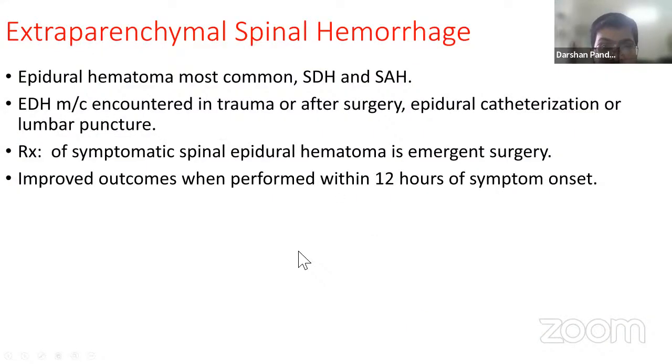Last is extraparenchymal spinal cord hemorrhage. There can be epidural hematoma, subdural, or subarachnoid. Epidural is the most common. The most common cause is trauma or surgery; epidural catheterization or lumbar puncture are other causes. Treatment, if it is symptomatic, is emergent surgery, and outcomes are improved if it is performed within 12 hours of symptom onset.